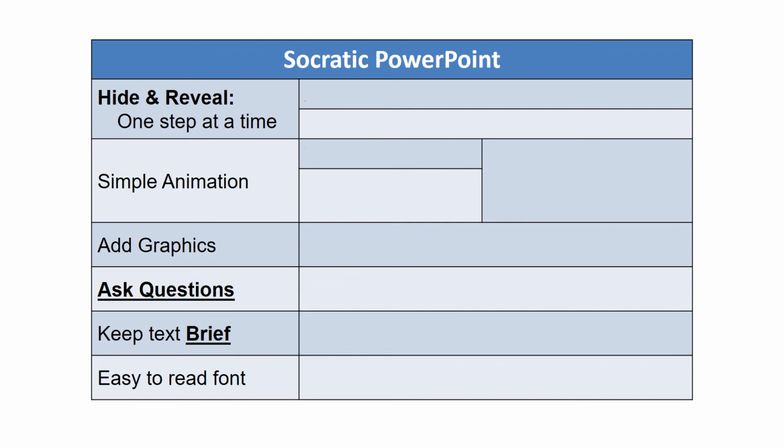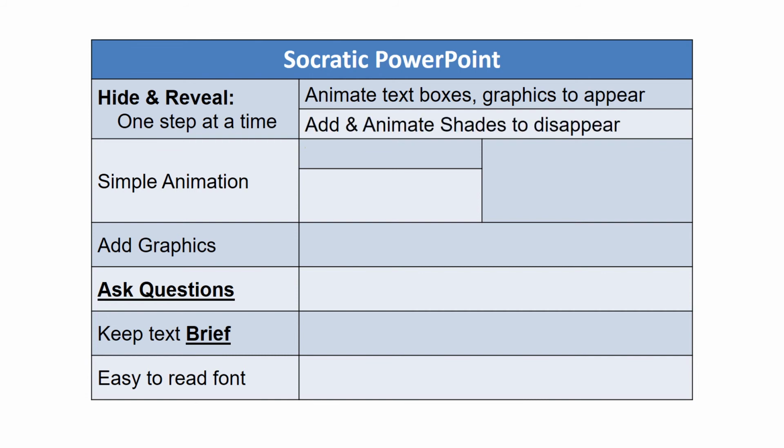All right, let's break down the steps. Hide and reveal. You animate text boxes and graphics to appear one piece at a time. Sometimes we use shades, which are rectangles or boxes that hide information, and you animate them to disappear. You saw that on the very first slide when the words hide and reveal showed up after those blue boxes dropped down.